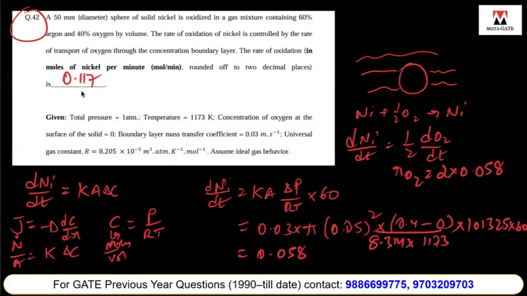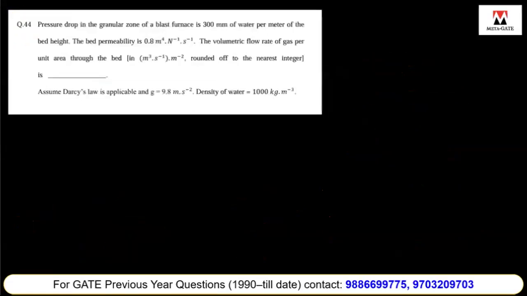This is one of the important questions. Okay. The pressure drop in the granular zone of a blast furnace is 300 mm of water per meter of bed height. The bed permeability is 0.8 and the volumetric flow rate of gas per unit area through the bed is to be found. According to Darcy's law, g is given and the density of water is given.